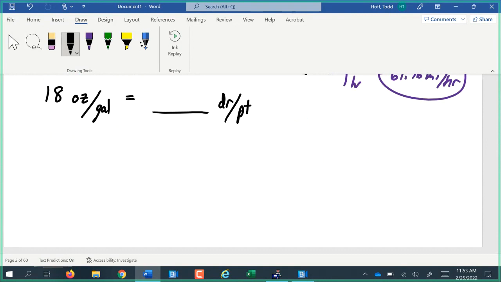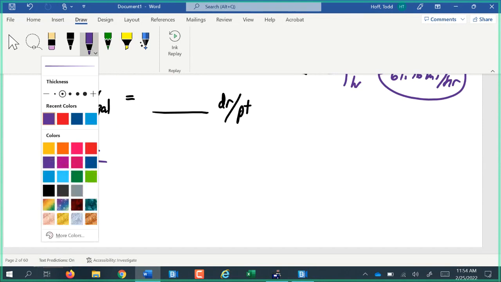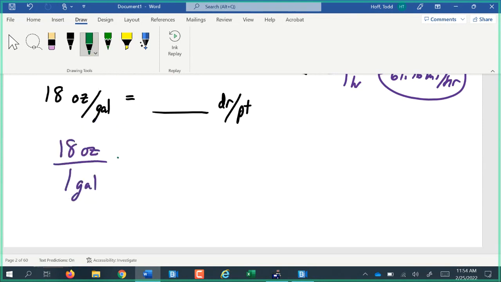Oh, just put PT. Well, again, we'll start out, we'll do our 18 ounces over 1 gallon. Turn that into the comparison of 2 numbers for the rate. We have to convert our ounces. We have to get rid of ounces. They're going to become drams. So ounces are on top, we're going to put them on bottom. This is one you may have to look up. Our relationship between ounces and drams is 1 ounce is 16 drams.